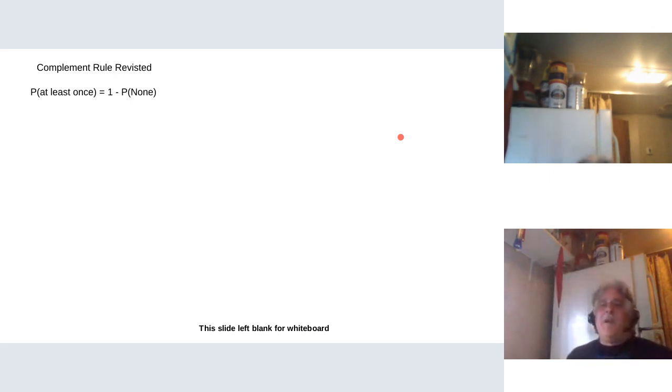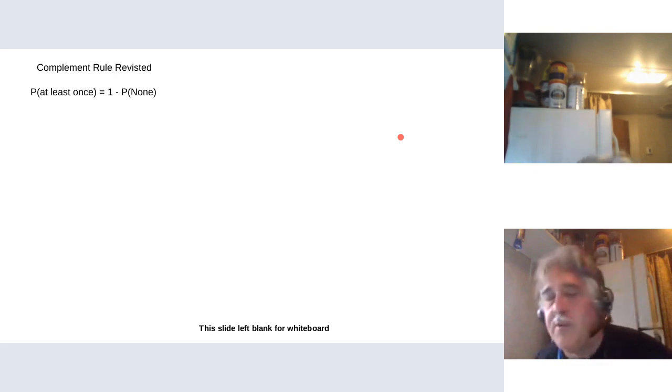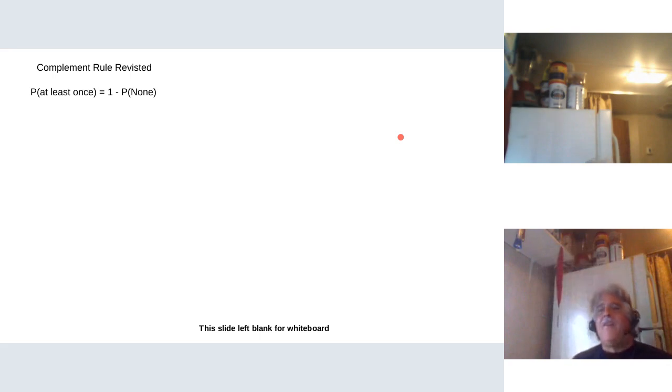It applies here because at least once and none are complements of one another. And the reason it helps us to use the complement rule here is that at least once is really hard to calculate. It's a lot easier to calculate the probability of none, because there are a lot of events involved in at least one. But we can calculate none and then subtract from one and get at least once. So let's look at that example, and that's what we'll finish up with today.